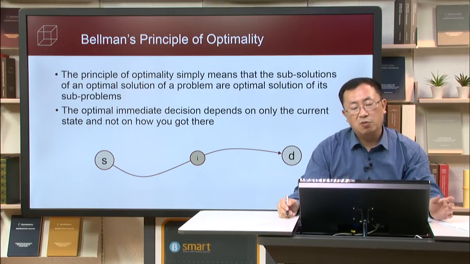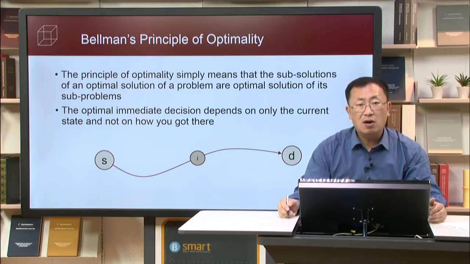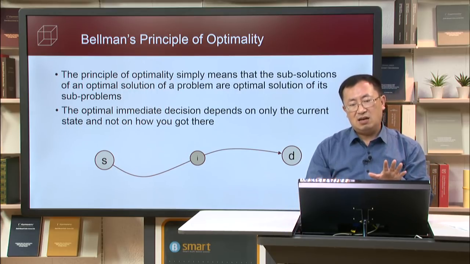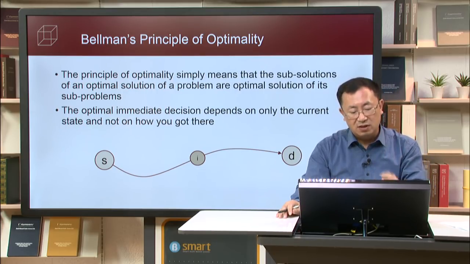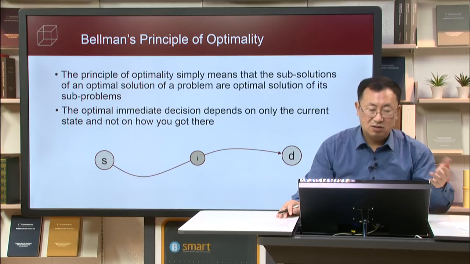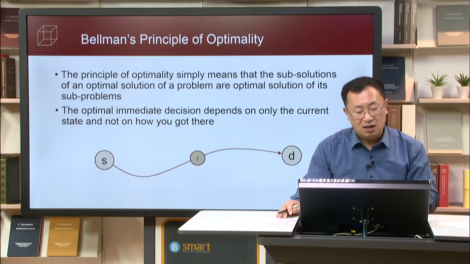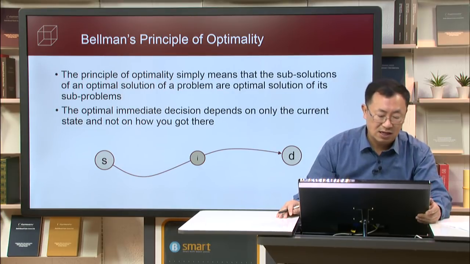Okay, so in order to play with dynamic programming, we need to consider the so-called principle of optimality. The principle of optimality simply means the sub-solutions of the optimal solution of the problem are the optimal solutions of each sub-problem. Right. So you may not understand what this means from the statement. For better understanding of the concept of the principle of optimality, I'd like to introduce one example.